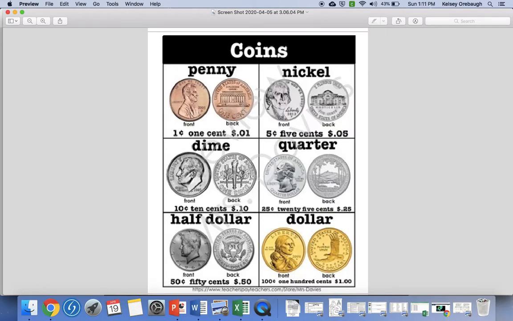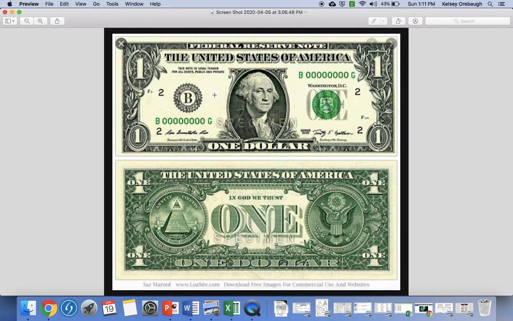Okay, really quickly one more time. Penny, 1 cent. Nickel, 5 cents. Dime, 10 cents. Quarter, 25 cents. Half dollar, 50 cents. Dollar coin, 100 cents or $1. And the dollar bill, $1. Okay?